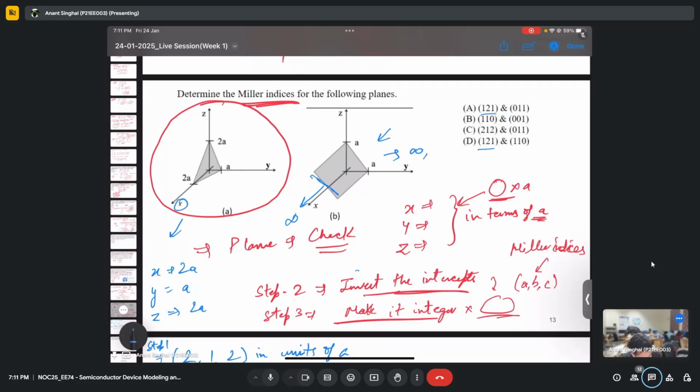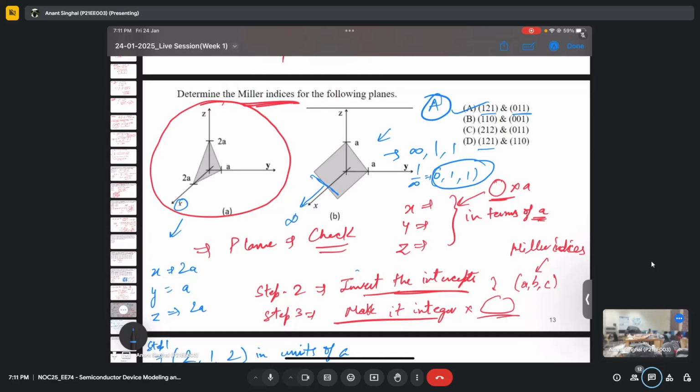So infinity, 1, 1 will invert. 1 by infinity will be 0. So 0 1 1 is the inverted version, and it is already integer. So this is the correct answer. A is the correct answer. Yeah, so that was it, I guess.